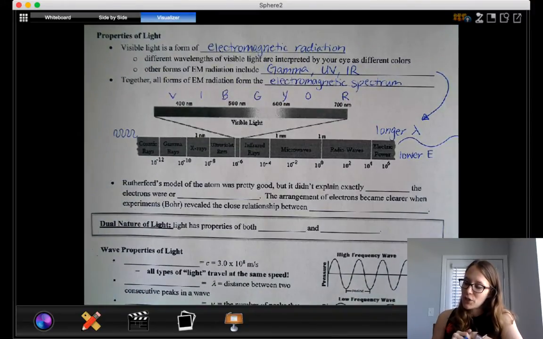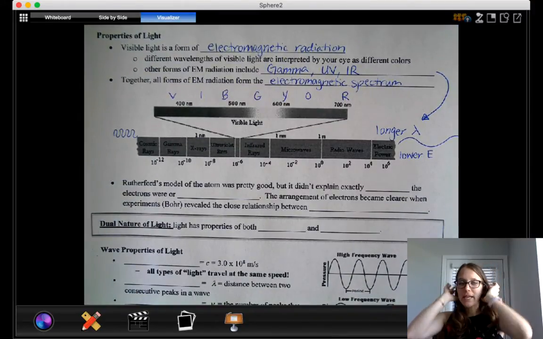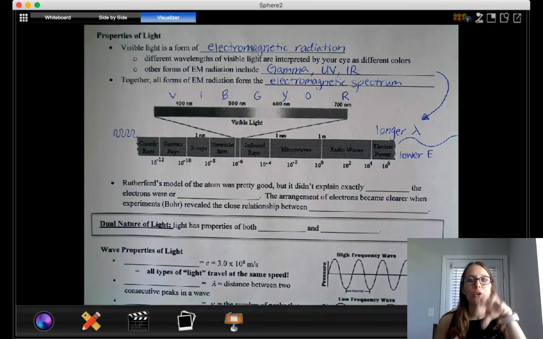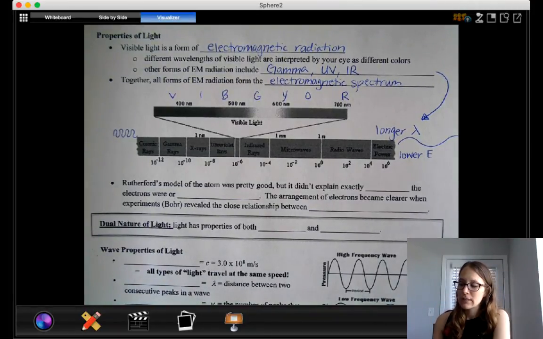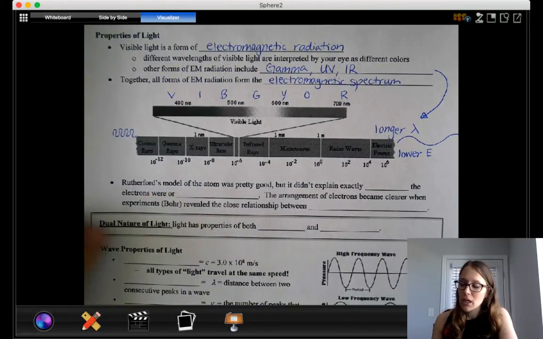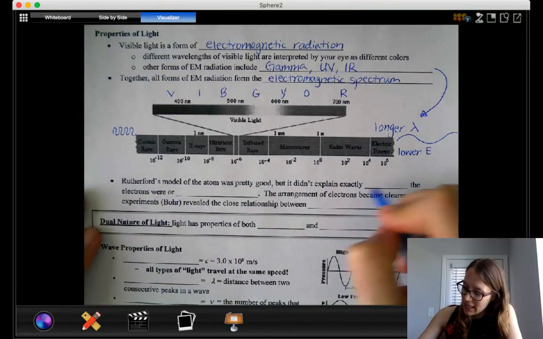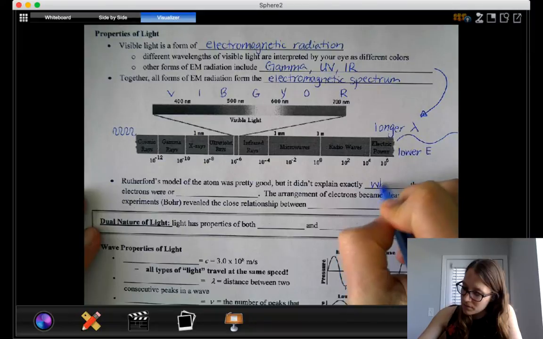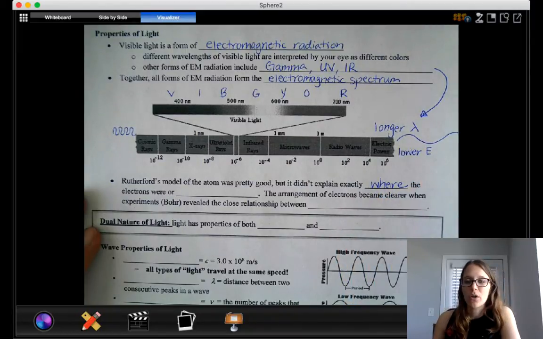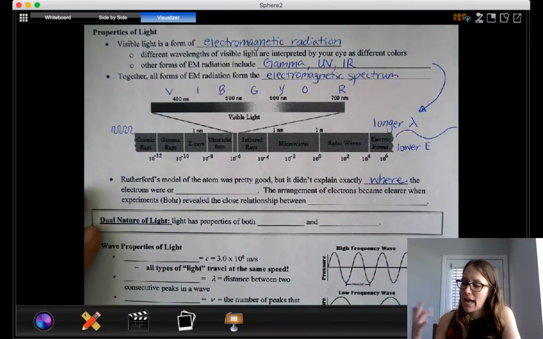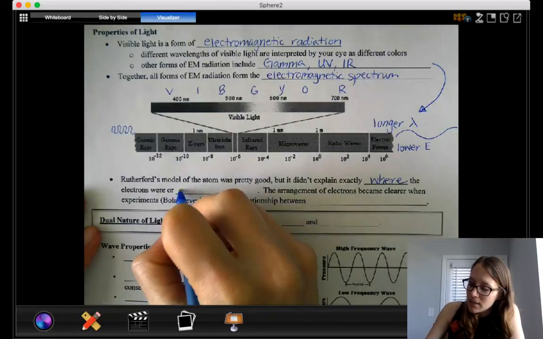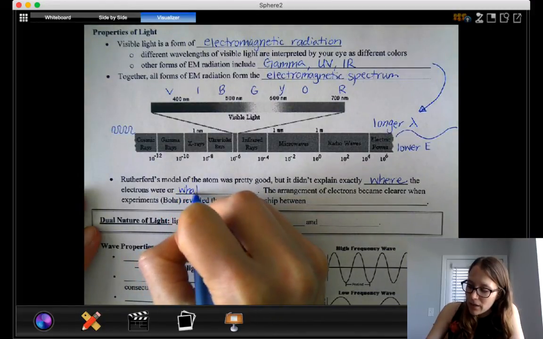All right, going back to Ernest Rutherford, remember he came up with the model of the atom that had the nucleus with protons in the center and electrons randomly scattered throughout. His model of the atom was pretty good, but it didn't explain exactly where the electrons were. He just had them drawn scattered everywhere, and he didn't really explain what they were doing.